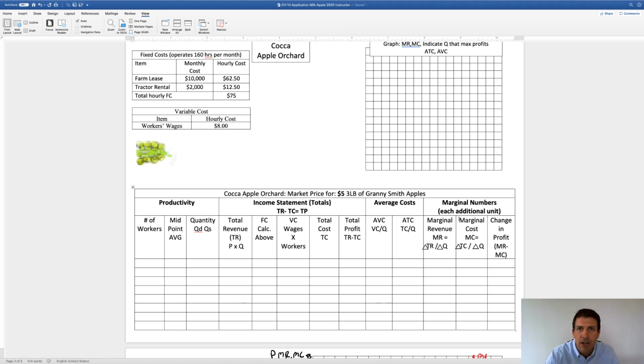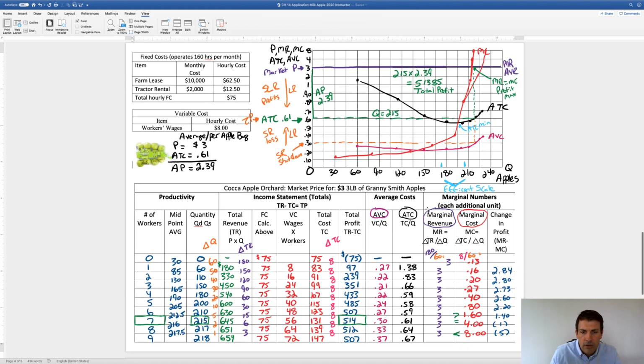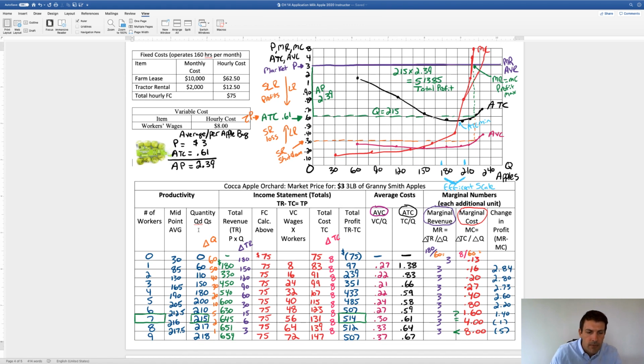It is a decent amount of information, but I trust that you guys can work this out, all right? So the first thing you want to do is go ahead and figure out your quantitative numbers. So again, here's my quantitative numbers.